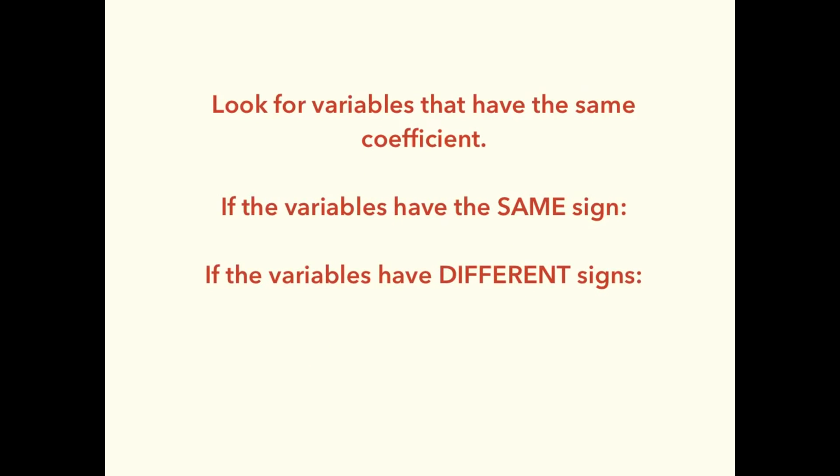So as a quick summary, remember we want to look for variables that have the same coefficient. Those are the variables you want to eliminate. If those variables have the exact same sign, then we're going to subtract the equations. If they have different signs, then we're going to add the equations.